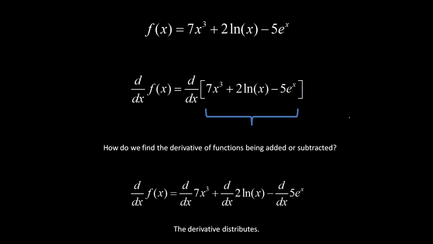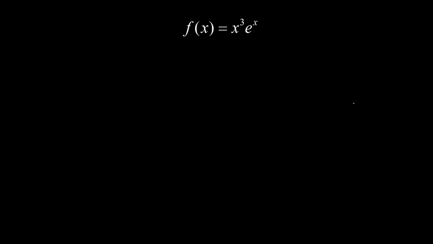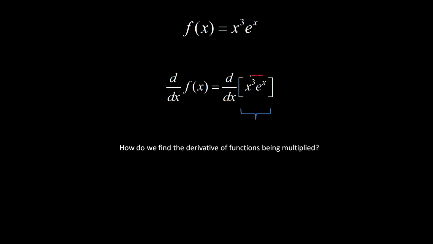So our question for today is then, well, if the derivative distributes, and that's how we handle addition and subtraction, then how do we handle multiplication and division? So let's consider this function. There are two functions being multiplied. And so we take the derivative of both sides. The question now is, well, how do we deal with this part where we have multiplication?